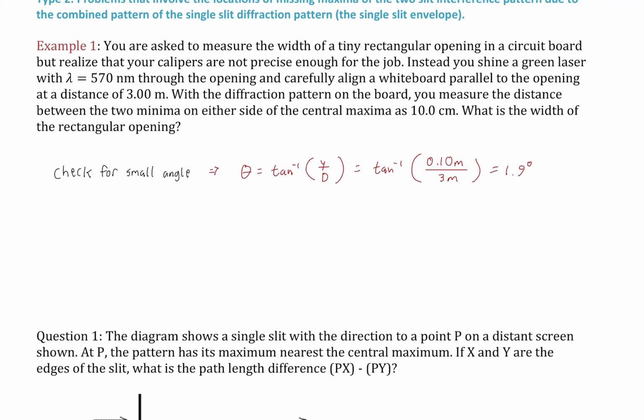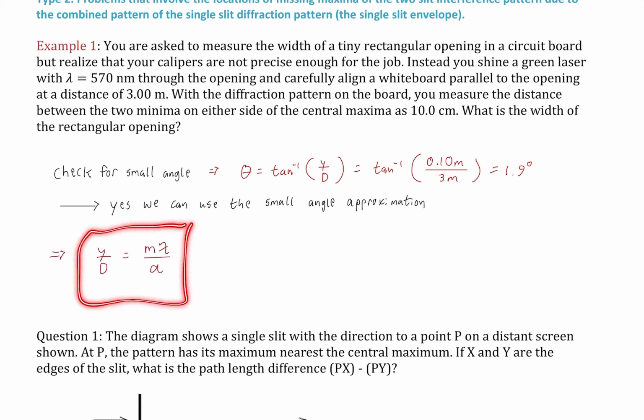All right, so we're going to check for the small angle approximation here. We're going to look at our distance to the edges of the central maxima, which is our first order minima, because either side of the central maxima is a first order minima, as I mentioned before. So that's just going to be tangent inverse of y over d. We already know y and d, so we get 1.9 degrees. Well, that's definitely small enough to use the small angle approximation. So we're just going to go on to do that.